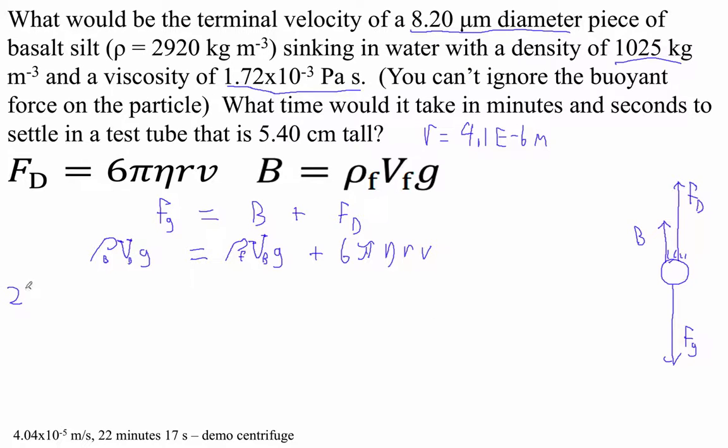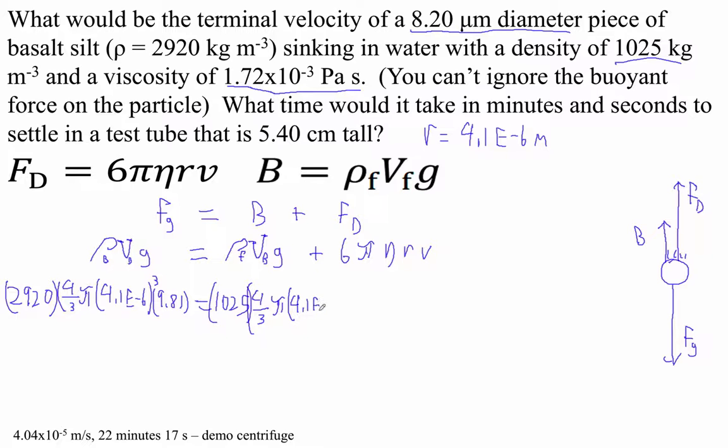The basalt is 2920. The volume is 4/3 times pi times 4.1 times 10 to the minus 6th to the 3rd times 9.81. And then that equals, this is the fluid, so the fluid is the salt water, 1,025 times 4/3 times pi times 4.1 times 10 to the minus 6th to the 3rd. Okay, so that's the volume, and then gravity is 9.81. We'll almost have enough room to put this all in here.